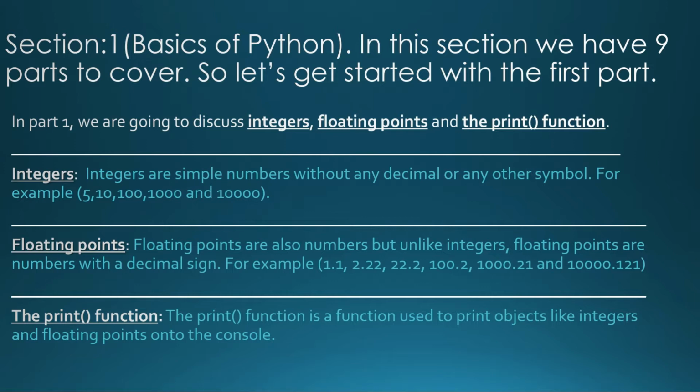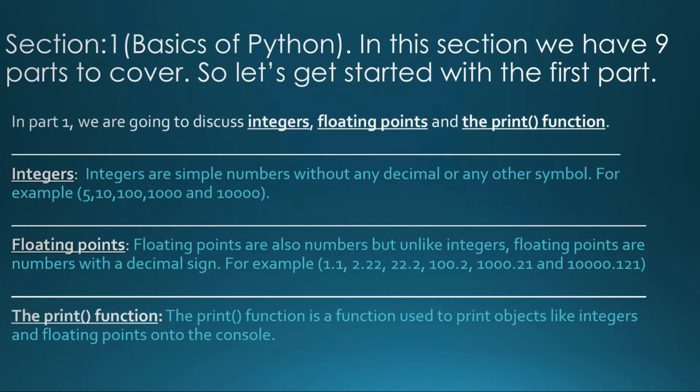Many beginners make the mistake of thinking that any number that has a symbol is a floating point. No, that's not the case. Not every such number is a floating point. The number that only has a decimal, remember, only a decimal, is a floating point, not any other symbol.